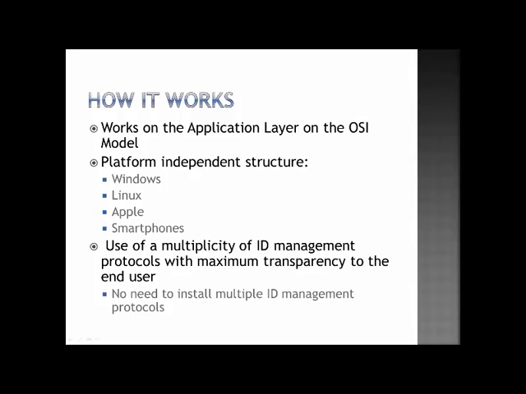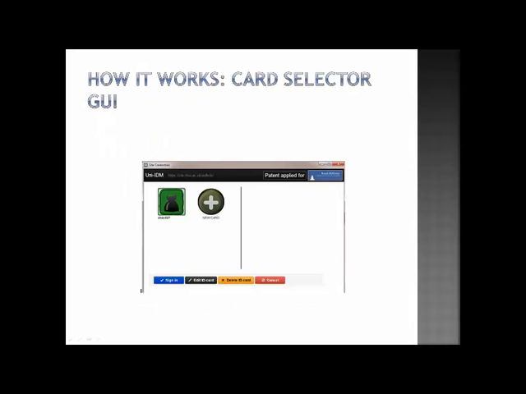IDSpace architecture is designed to be platform independent, which means it can work on various platforms such as Windows, Linux, Unix, Mac, and smartphones, unlike its predecessors. IDSpace enables the use of multiple ID management protocols with maximum transparency to the end user. Therefore, there is no need to install multiple ID management protocols. IDSpace is designed so that tools are able to work with all the various existing internet service providers and identity providers due to the fact that it would be developed using C++ and/or JavaScript.